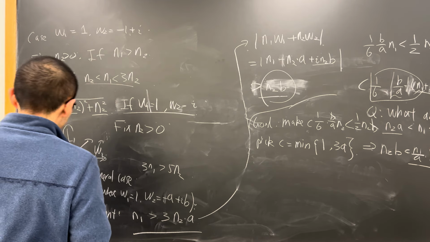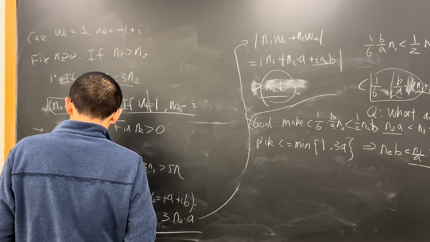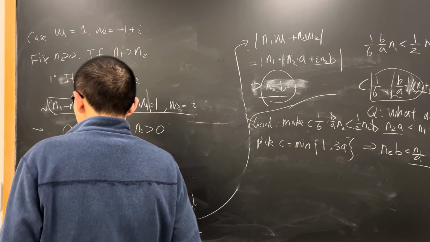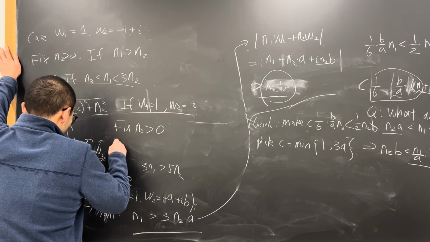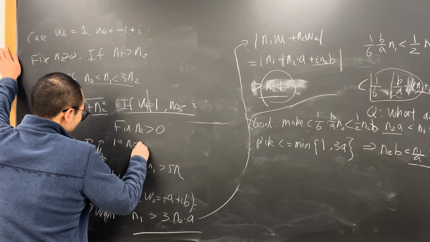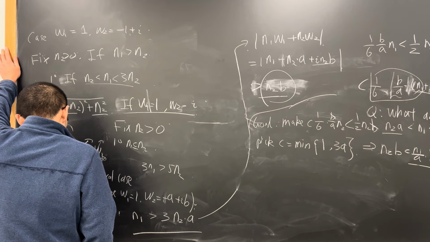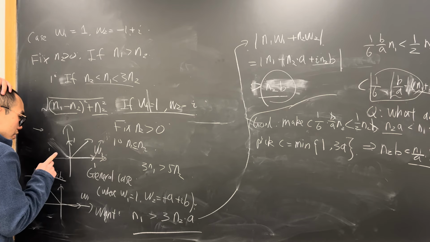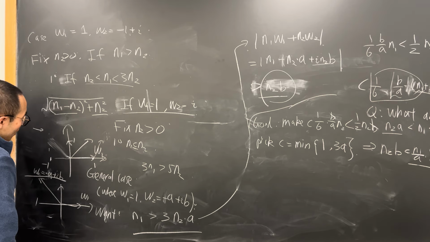Let's fix it. Let's also fix N2. I think we may want to break into cases, right? So if this N1 is less than or equal to n2, then we just use... So what do we want?